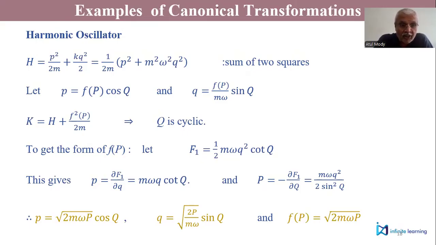So your small p becomes actually root 2m omega p cos q, and small q becomes root of 2p by m omega sine q. F of p is root 2m omega p, by just comparison, by just matching the equations shown. All right, I'll go to the next.